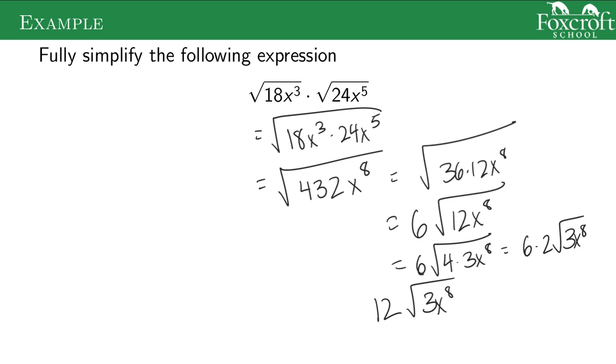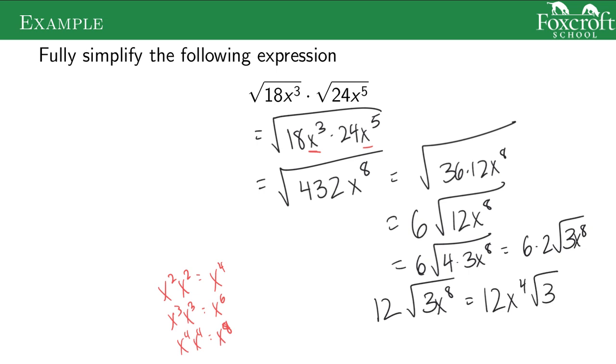Now the 3 is as simple as it's going to get, so let's focus on the variable part. I have x to the 8th, and we take its square root. We want to figure out what I can multiply by itself to get x to the 8th. We just think about how exponents work, like we did here: when we multiply, we add the exponents. So if I'm multiplying two powers of x together, I just add them. I could keep trying this, and I see that x to the 4th is the answer, because x to the 4th times x to the 4th is x to the 8th. So the square root of x to the 8th is x to the 4th, and that's my final answer.